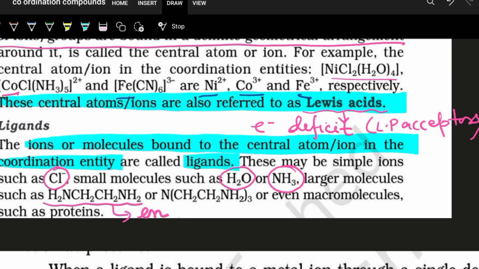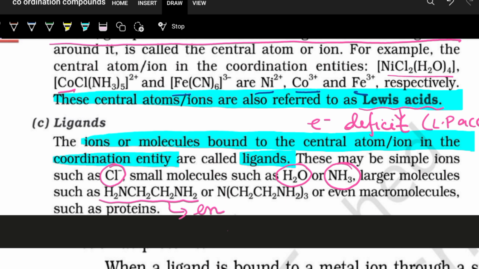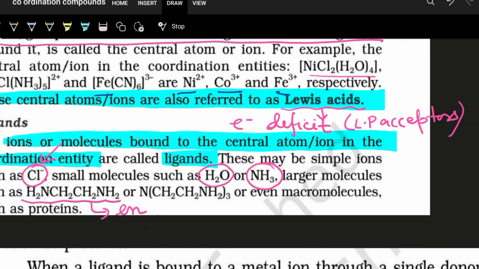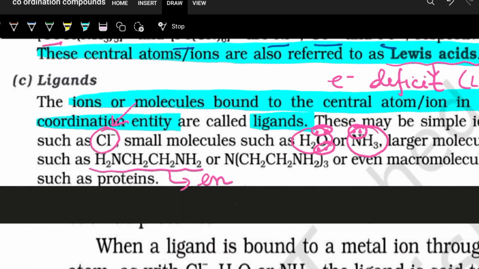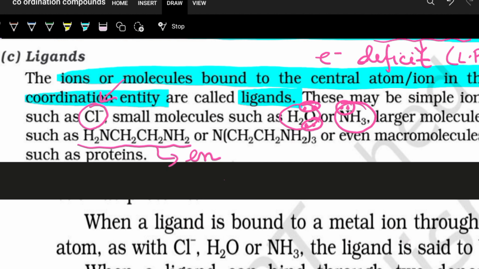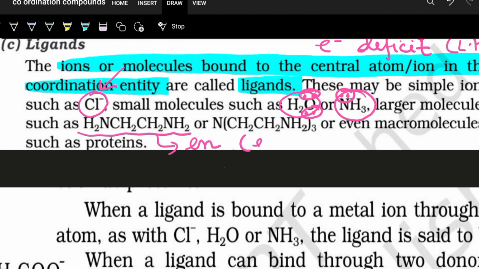Ethylene diamine. Now always keep in mind that the ligand should have something for which it is getting bonded to the central metal atom or ion. In this example Cl minus, you can see the negative charge. In case of H2O, oxygen has a lone pair which can be donated to the vacant orbital of the central metal atom or ion. In NH3, nitrogen has a lone pair. Ethylene diamine is named as ethylene diamine; en is the abbreviation, or it is ethane-1,2-diamine.